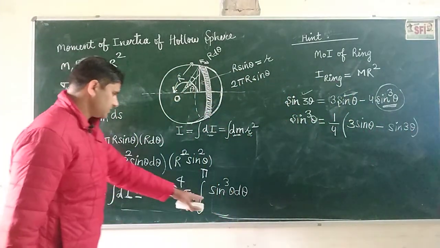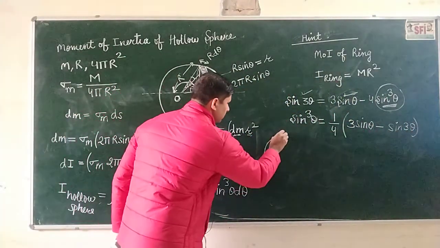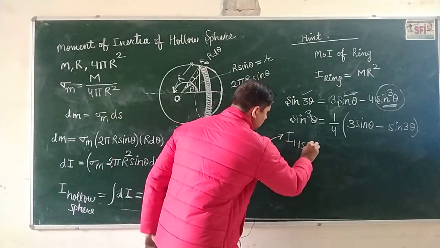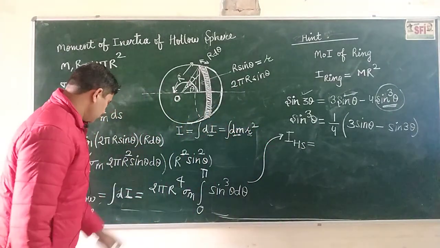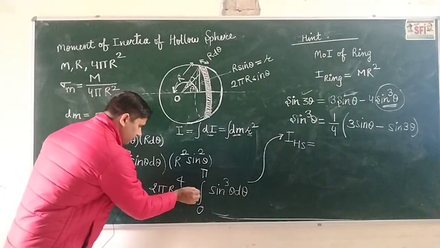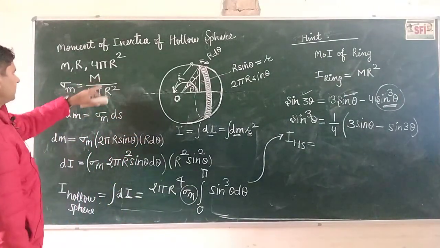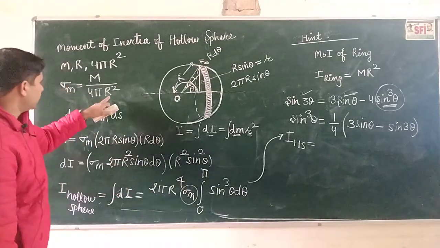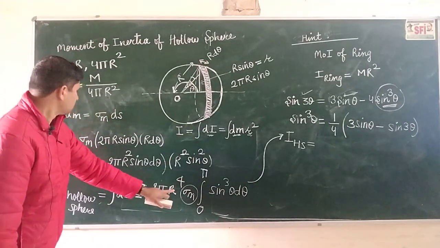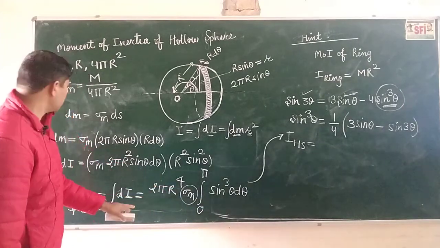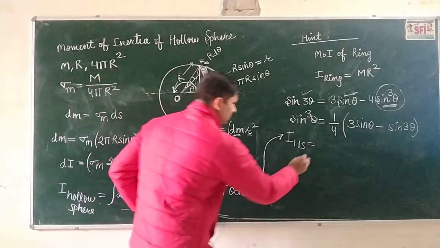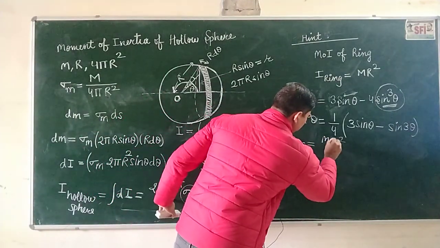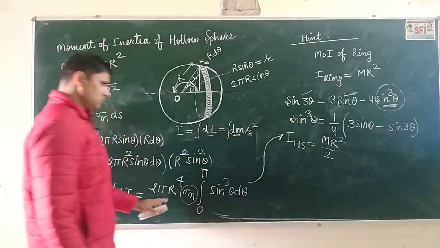Okay, if you substitute its value here, then you will get the moment of inertia I of the hollow sphere equal to these factors, and if you put the value of sigma m, this will be m by 4 pi r square. You will see here pi will cancel, and r raised to power 4 will cancel, and you are left with capital M, then r square, divided by 2. So this factor is left.